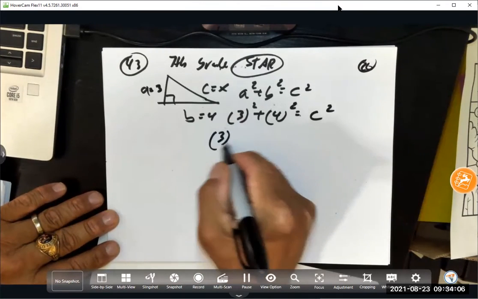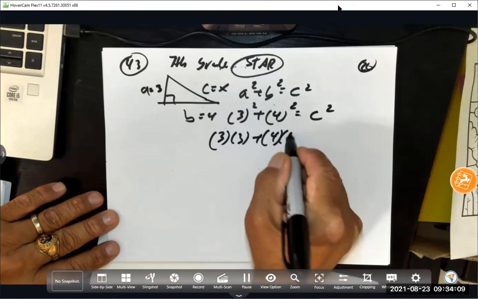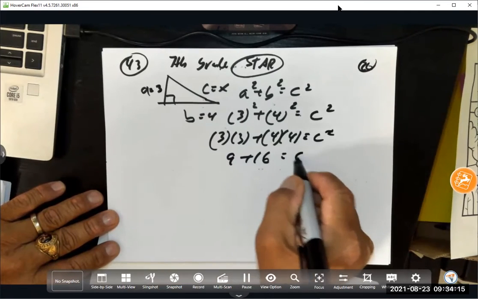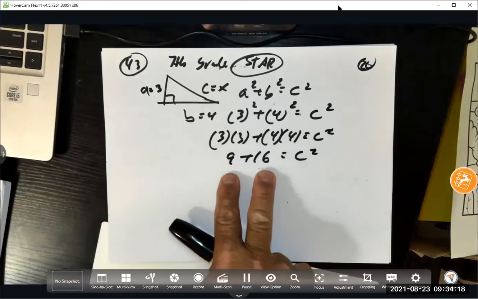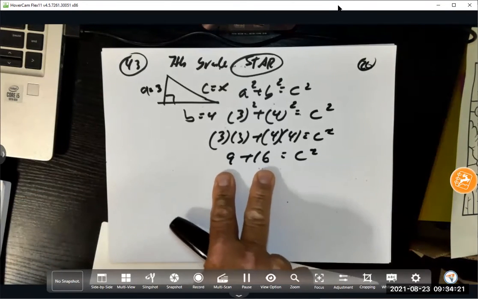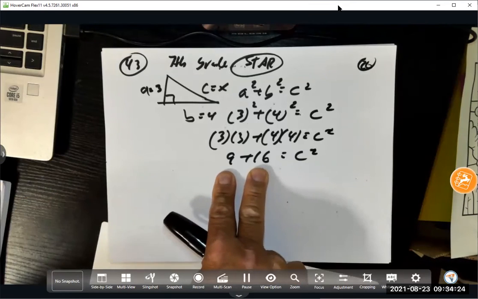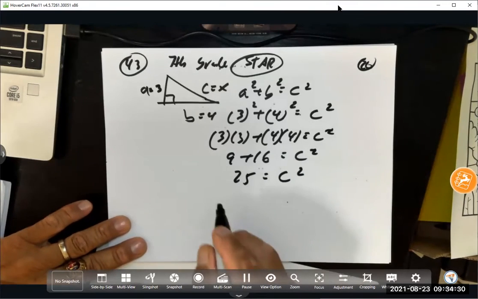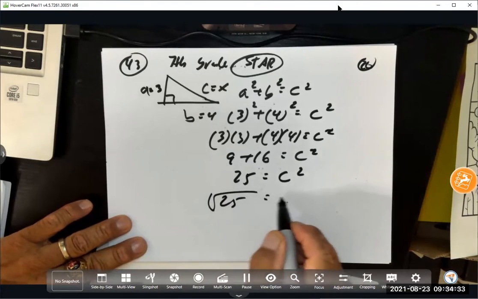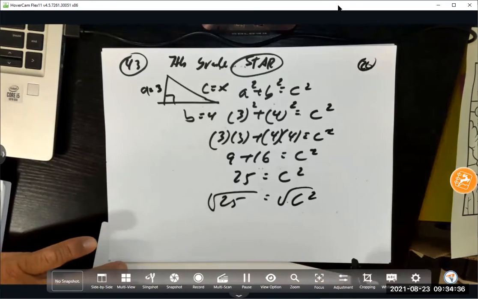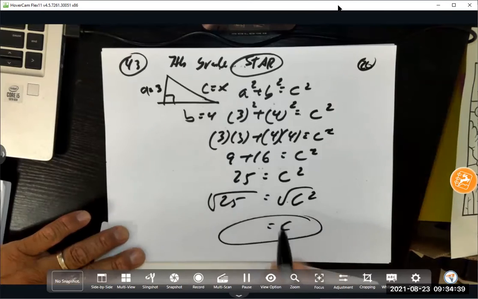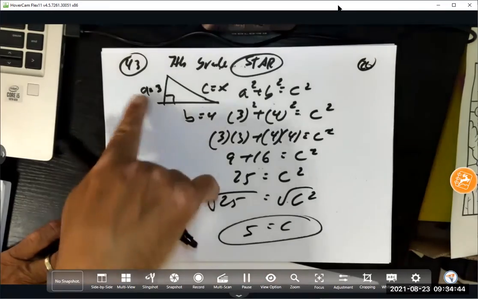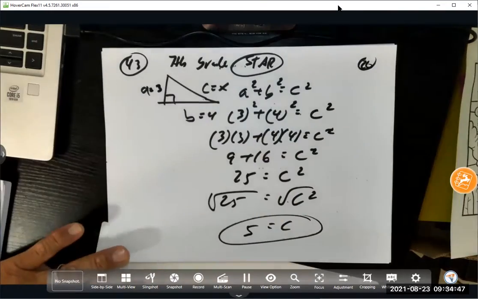So what's 3 times 3 plus 4 times 4? So this is going to be 9 plus 16 is C squared. What is 9 plus 16? Add them together. 25. Yeah, that's right. 25 equals C squared. And then your teacher said to take the square root of this side, take the square root of this side, like that. And when you did that, you get C equals, what's the square root of 25? 5. Yeah, it's 5. So this is 3 feet, 4 feet. That one has to be 5 feet. Does that make sense for 43?